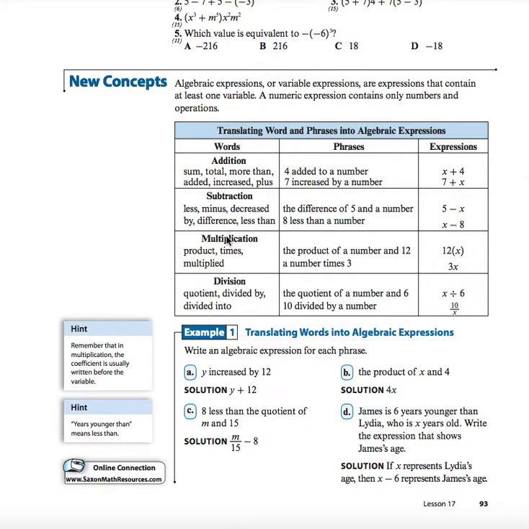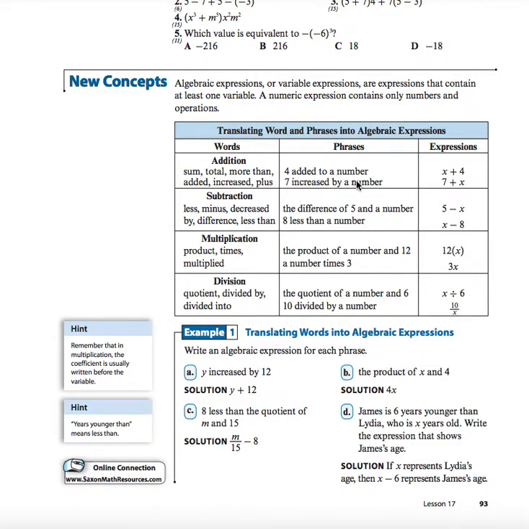Multiplication, division. Multiplication is product, times, and multiplied. Division: quotient, divided by or divided into. Again, when we're using these words, those are the operations that are being used in the actual phrase or in the word sentence that actually means what's going on in the expression. So if you take a look at the phrase, how it would be said, and then what it would actually be written as, this gives us a really good foundation for the examples that we're going to see and how we're going to begin our practice.